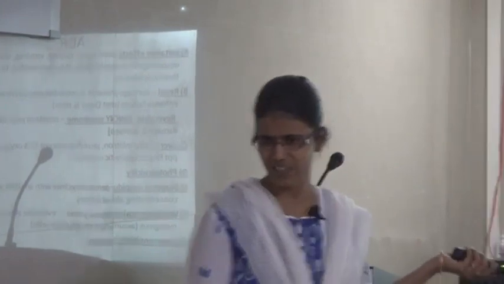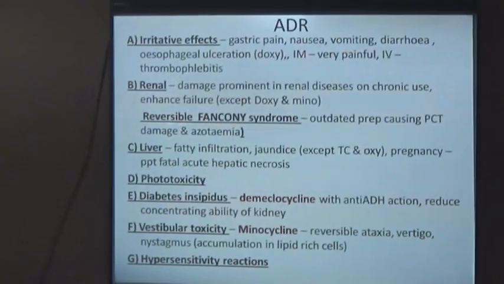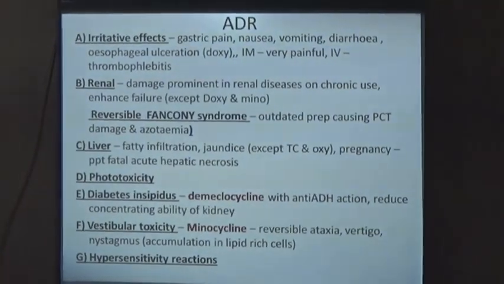Okay, these are common side effects. Main irritative effects. Renal is the main thing. Renal is Fanconi syndrome, caused by outdated tetracycline. Outdated means expired. Outdated preparation will affect the proximal convoluted tubule and cause azotemia. This is called Fanconi syndrome.